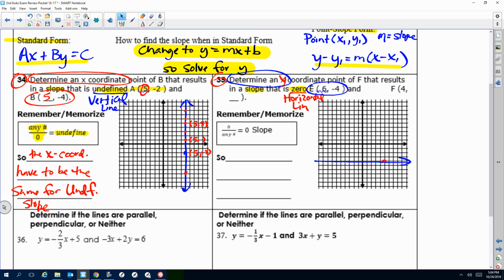So the thing you need to memorize for 0 slope is that it is the same y coordinate. So I look for my y coordinate. My y coordinate is negative 4. The answer is negative 4.